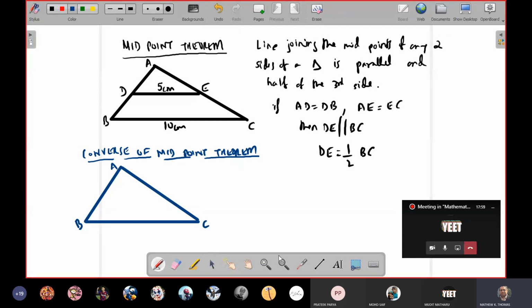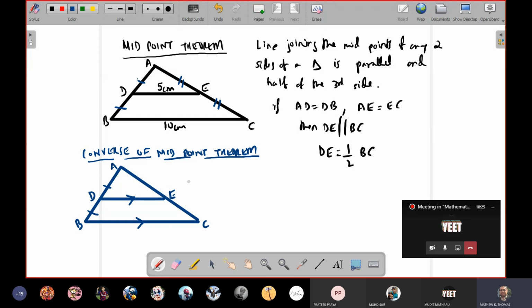And here what is the difference is that D is given the midpoint. Okay, here D is the midpoint. Here both were given midpoint. This is equal to this, and AE is also equal to EC. Both of these were equal. Here only D is the midpoint, and here what is happening? DE is given parallel to BC.